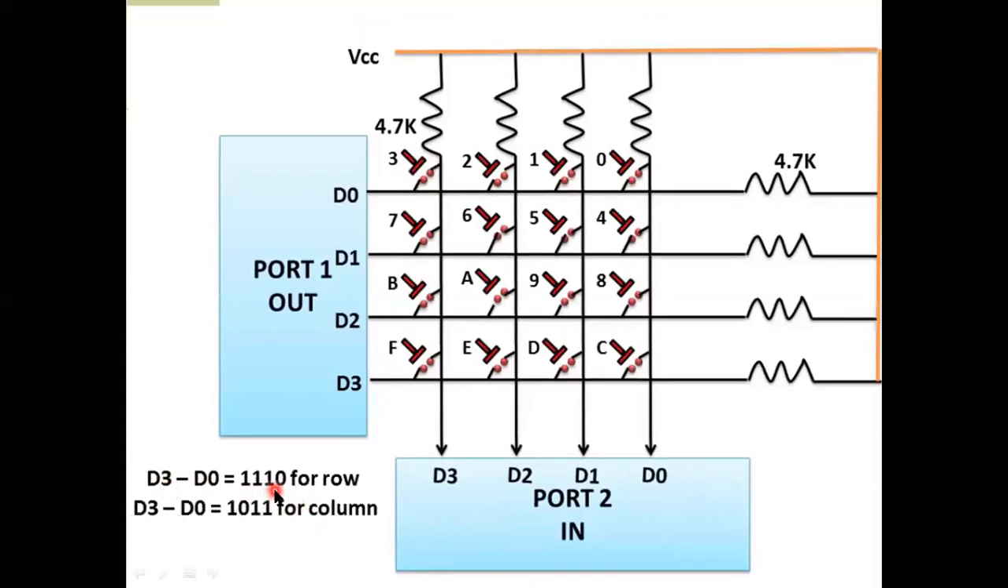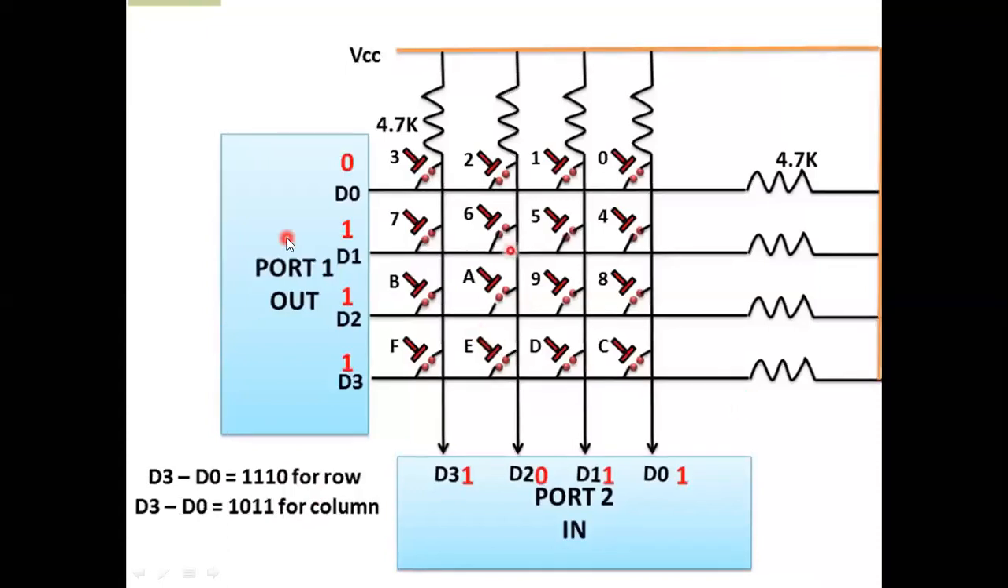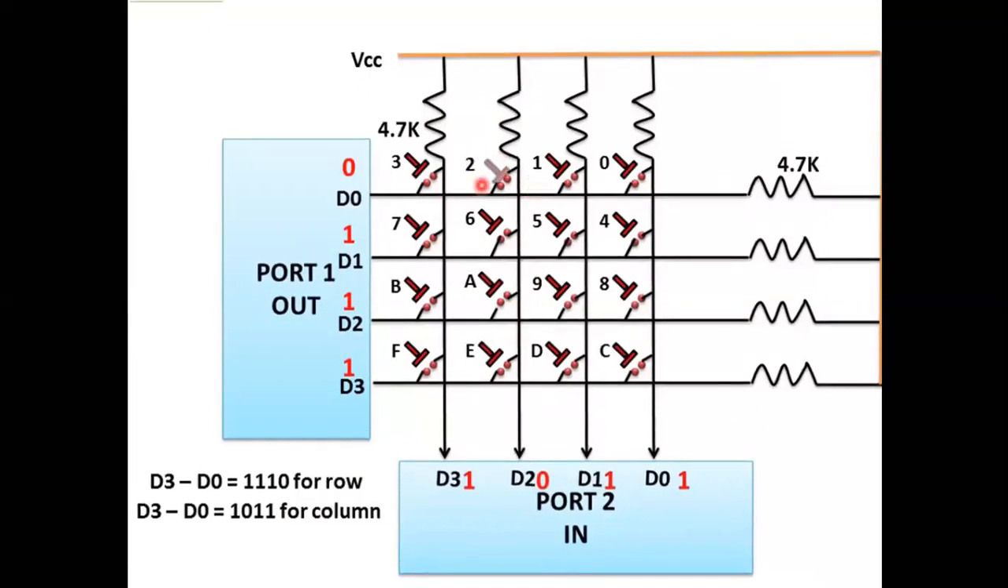Suppose D0 to D3 for the row is 0, 1, 1, 1, and D0 to D3 for the column is 1, 1, 0, 1. What happens? This row becomes 0, meaning it is grounded, and here D2 is 0. D2 being 0 identifies that this key is pressed. When this key is pressed, there is a debounce, so it will check for the debounce.